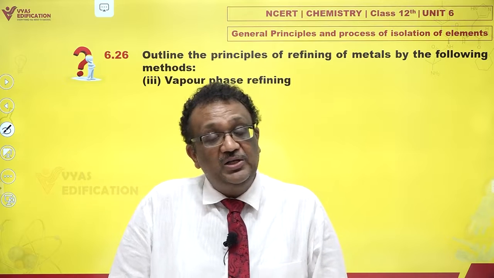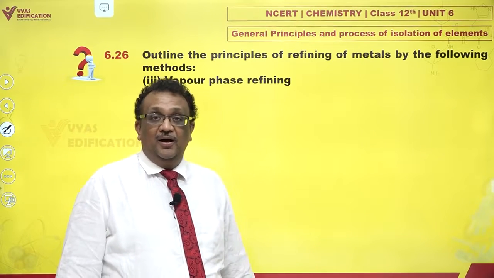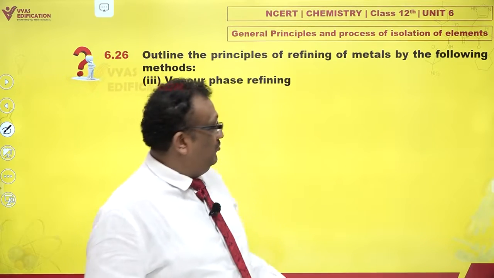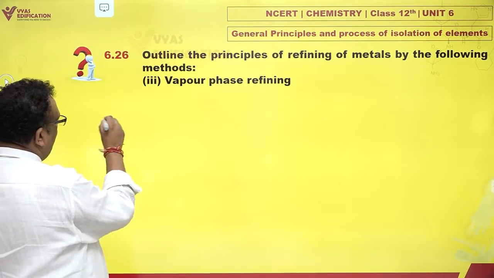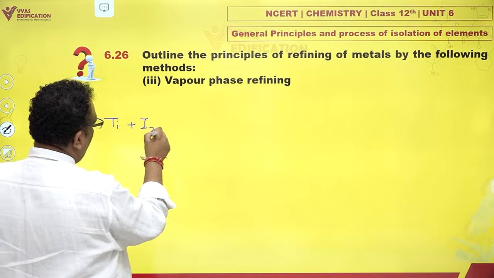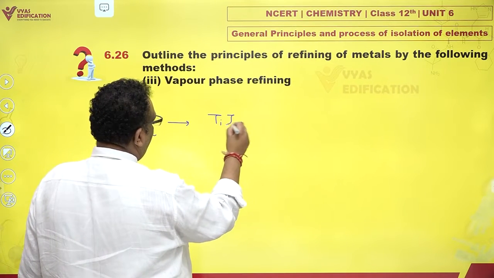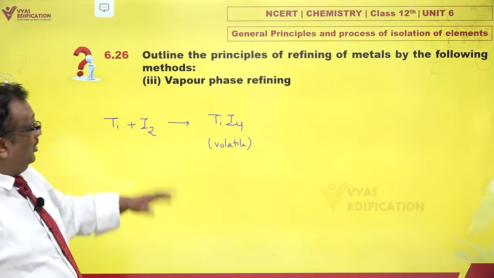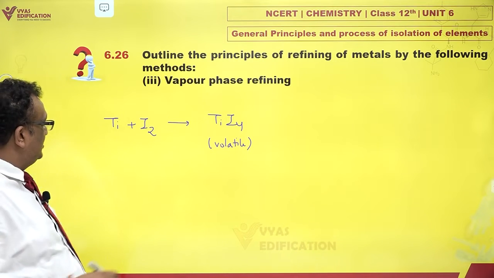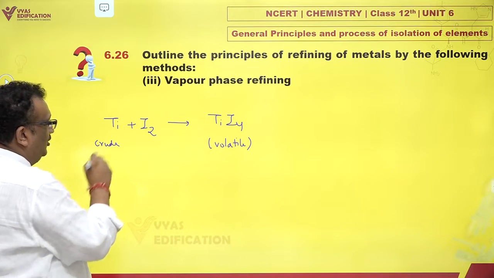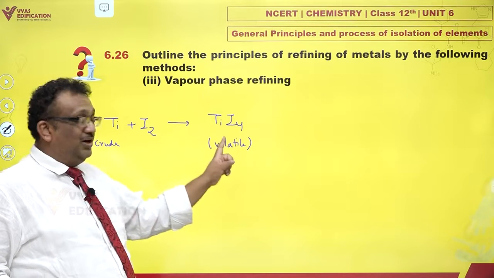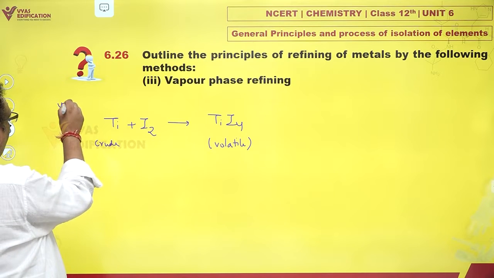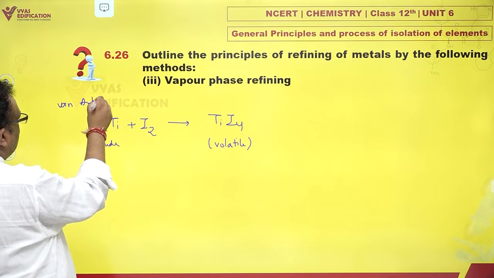One example is Van Arkel's process for titanium and hafnium and such things. And the second example is Mond's process for nickel. What happens? Say you take titanium, you react it with iodine and you get TiI4. This is volatile. Now, the first principle is you take crude metal, you react it with something which converts it to a volatile compound. This is an example of Van Arkel's process.